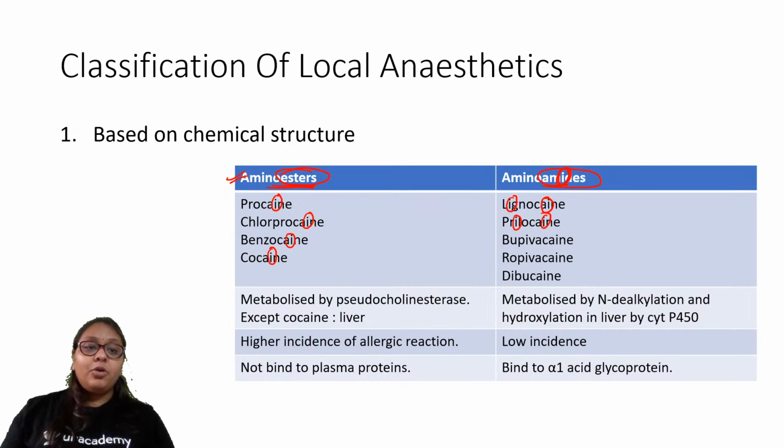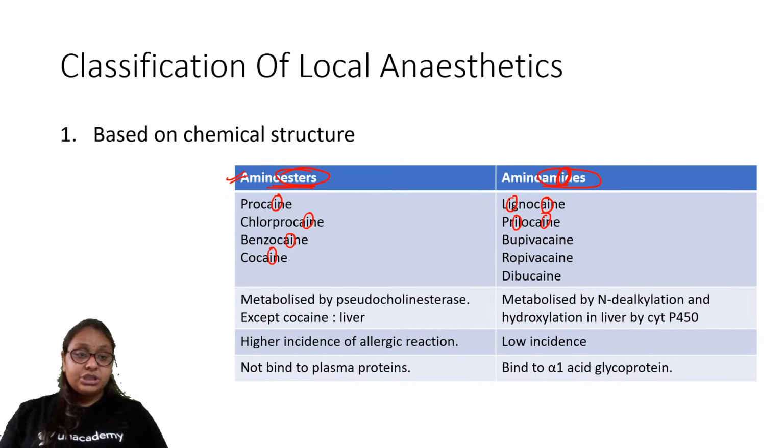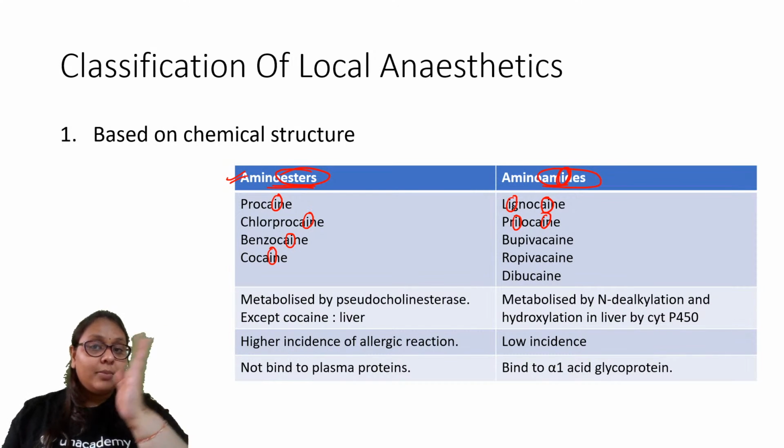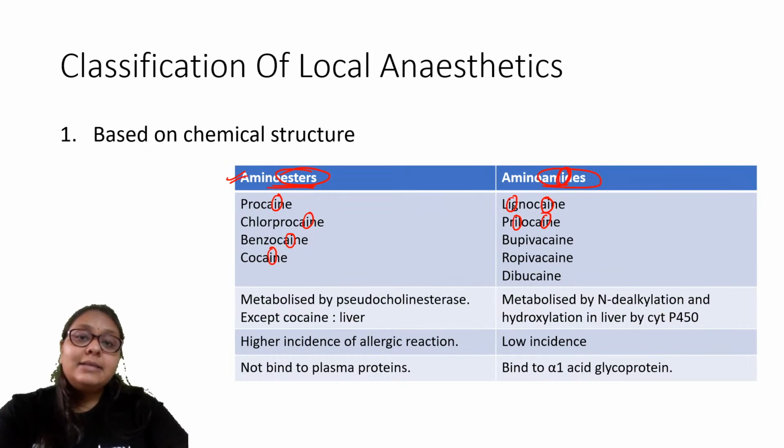So this is very important. Based upon the chemical structure, these are divided into amino esters or amino amides. तो एस्टर्स के एग्जाम्पल क्या हो गए? प्रोकेन, क्लोरप्रोकेन, बेंजोकेन, कोकेन. जबकि जिस भी नाम में दो आई आ रहे हैं, लाइक लिग्नोकेन, प्राइलोकेन, ब्यूपीवकेन, डिब्यूकेन, दीज आर द अमाइनो अमाइड्स. ठीक है, दीज आर द अमाइनो अमाइड्स.